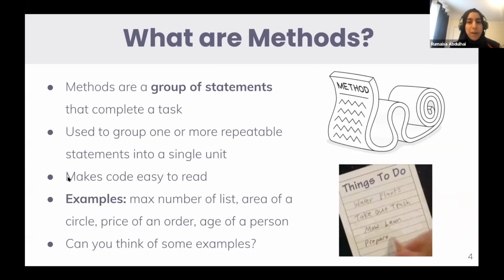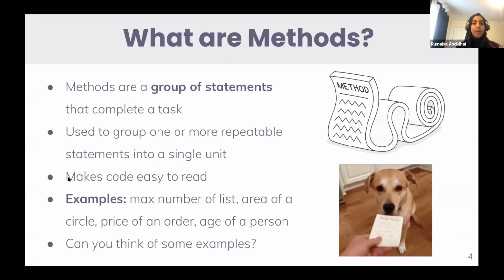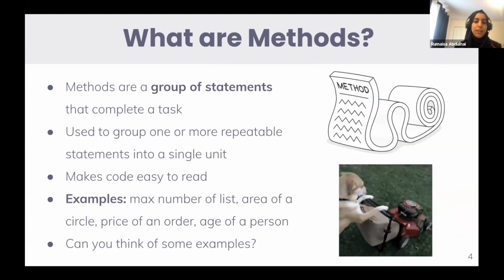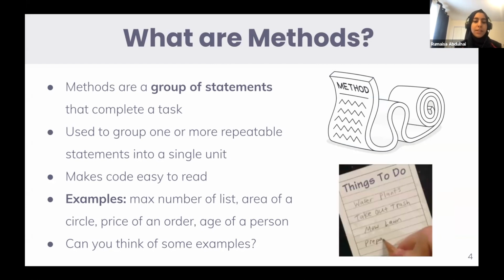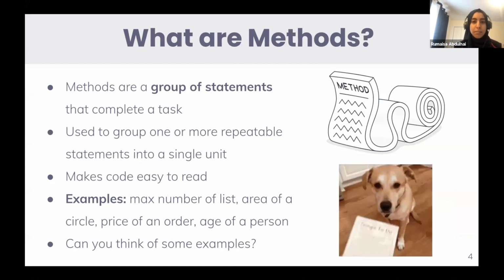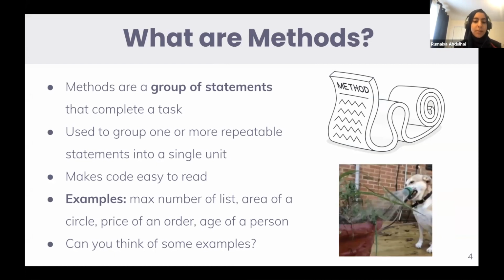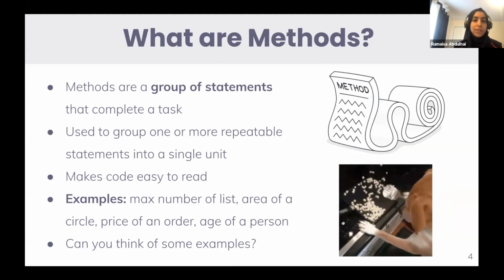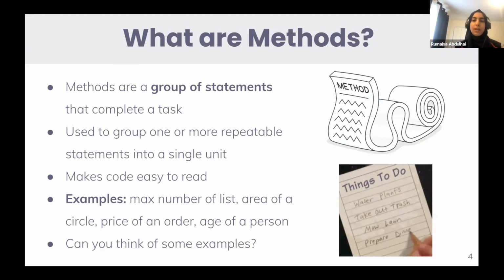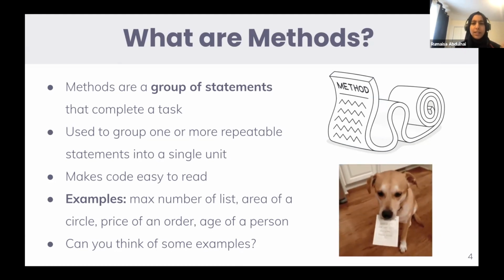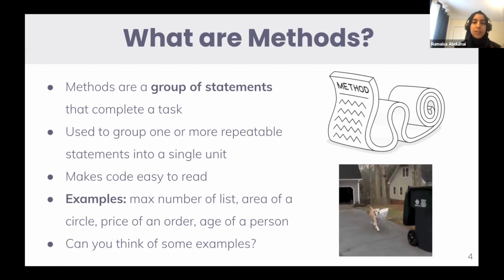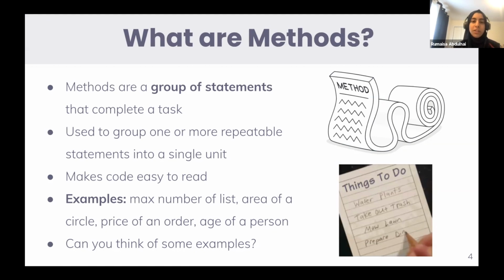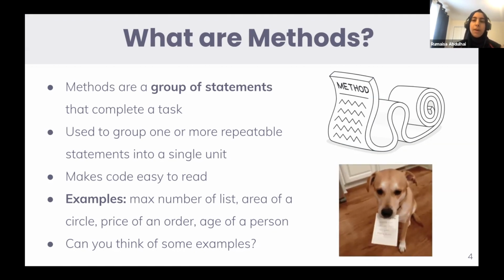So what are methods? Methods are basically a group of statements that complete a task. So for example, we have methods to calculate the maximum number in a list. So what is the greatest number? How do we calculate the area of a circle? The price of an order. So let's say you have a number of pizzas and a number of sodas, you want to know what is the total price. And you can also calculate the age of a person. So these are all examples that we can use methods for.